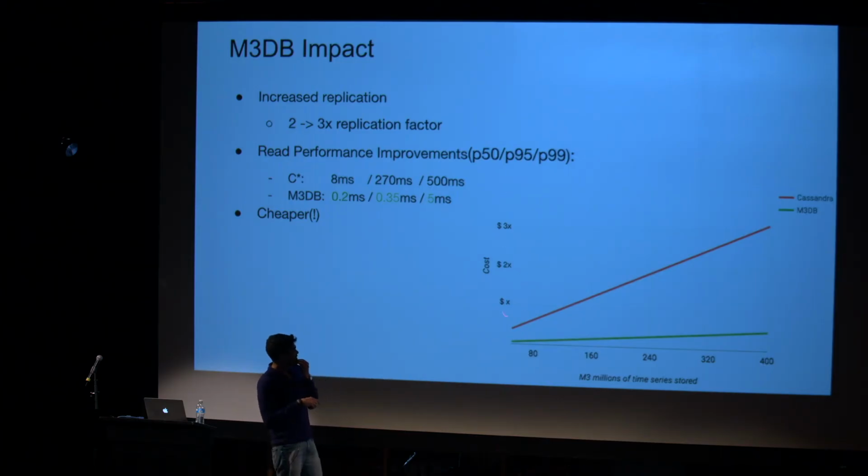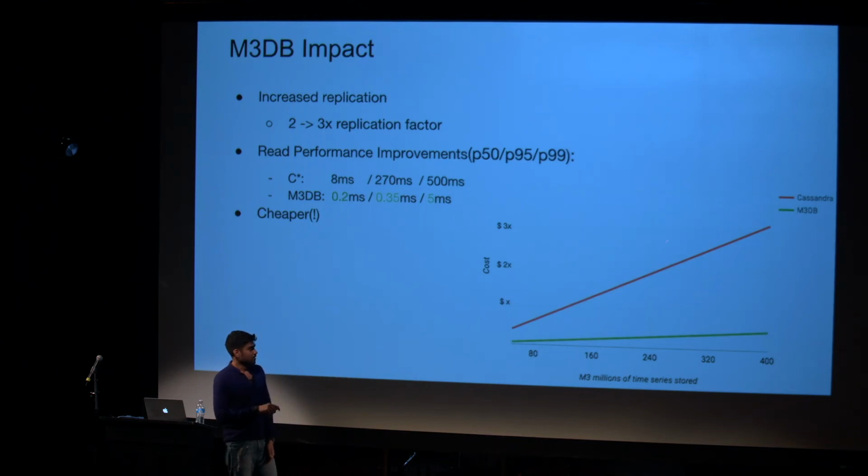That's an arbitrary scale, as you can tell. I wasn't allowed to share actual numbers for obvious reasons. But when we migrated from Cassandra to M3DB, we saved a bunch. They both scale horizontally. Slopes matter, though, right?